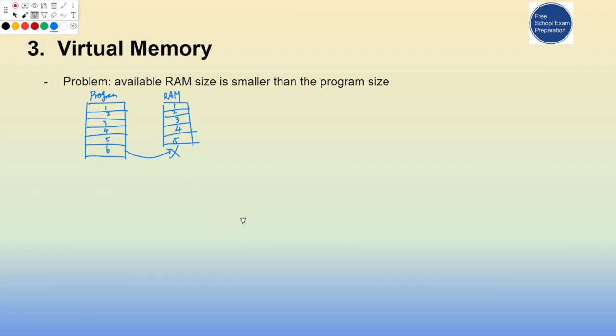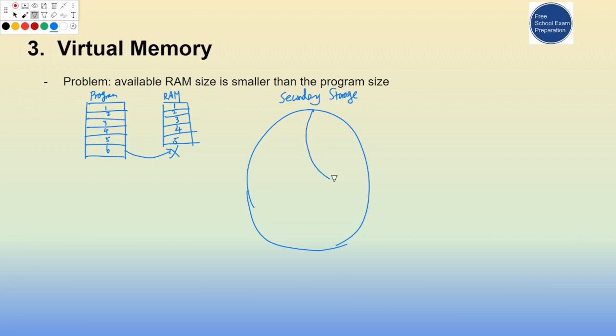So this will result in a crash of the computer system because there's no place to go. In order to solve this problem, we use something called virtual memory. This is a secondary storage, right? So we partition here as our virtual memory.